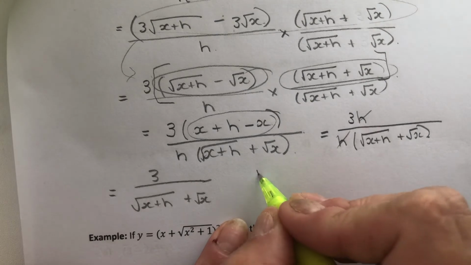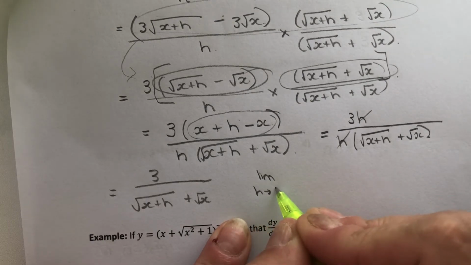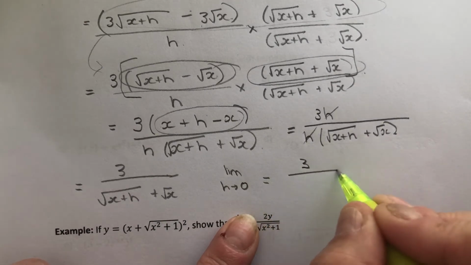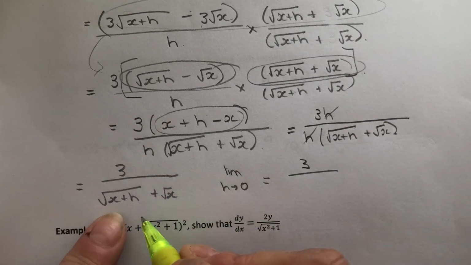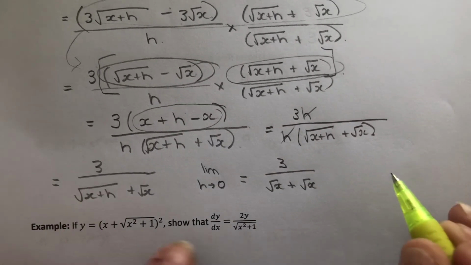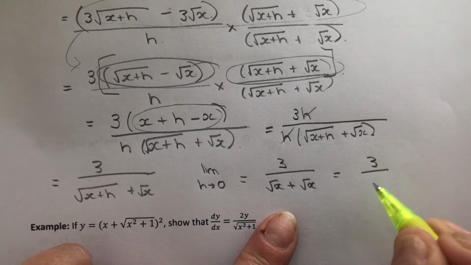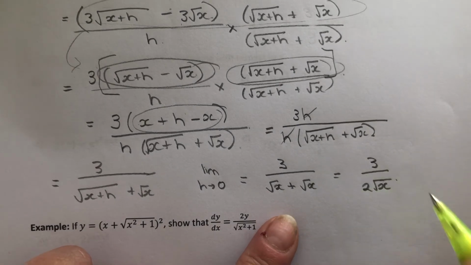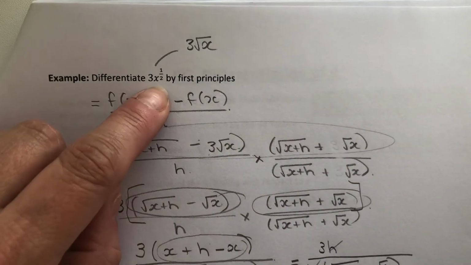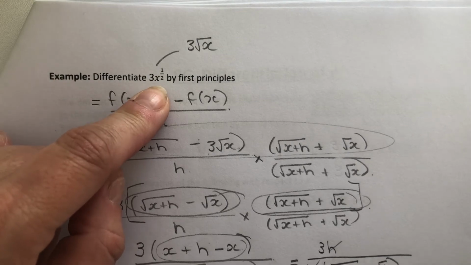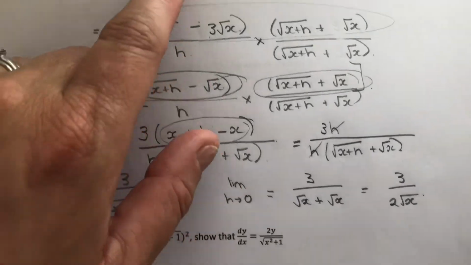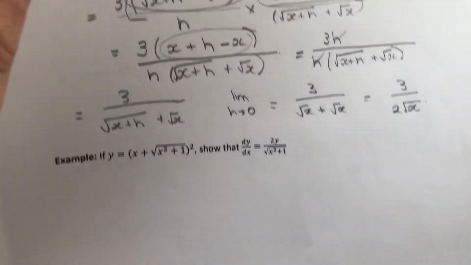Then, to get it, we're going to do the limit as h approaches 0, because that will give us our value, and plug that in. So we have 3 divided by, if h is 0, this becomes root x plus root x, and that is the same as 3 over 2 root x. Okay, and if you were to do this the way we've taught you, the quick way, which I'm not going to do now because I don't want this video to go for too long, then you're going to get that answer.